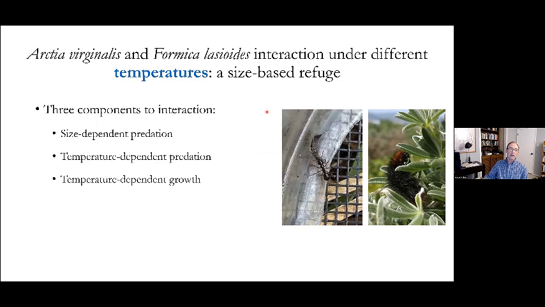Now, in this predation scenario, there are three components to the interaction. There's size-dependent predation. Once the caterpillars become large enough, the ants cannot kill them readily. There is also temperature-dependent predation. The ants are more active when it's warmer, up to a certain point. And then there is temperature-dependent growth of the caterpillars. Caterpillars grow faster when it's warmer, so their time to reach the size at which they're no longer vulnerable to predation may be decreased. So we looked at that with an experiment.